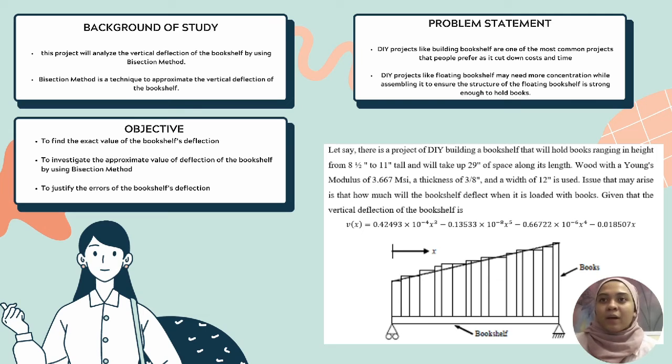So let's say there is a DIY project of building a floating bookshelf that will hold books ranging in height from 8.5 inches to 11 inches tall, and it will take up 29 inches of space along its length. With the equation given on the screen right now, we are expecting to know the vertical deflection by using the bisection method.